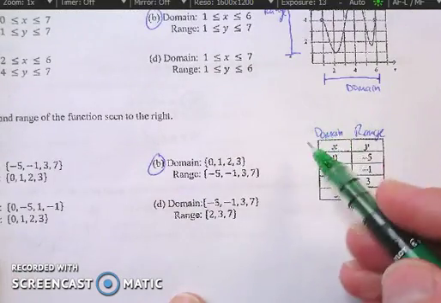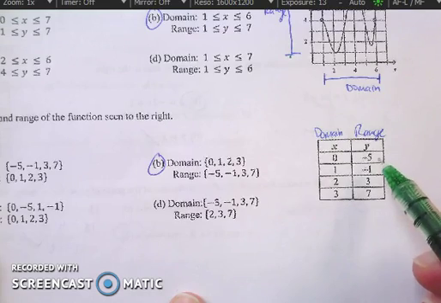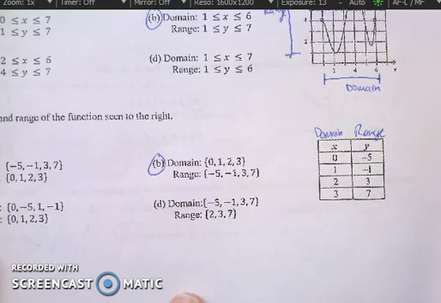Our domain is just the list of x values, 0, 1, 2, 3, and the list of our y values, -5, -1, 3, and 7. And they're right there, B as well.